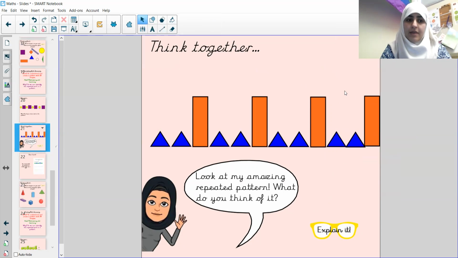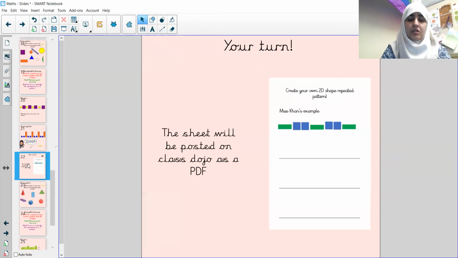Right then. My job for you today is, can you create your own 2D shape repeated pattern? I will post this sheet on Class Dojo as a PDF. However, please do not feel that you need to print this off, mummies and daddies. This is just for you to have a nice look at what the expectation is. It can be in the exercise book, it can be on a piece of paper, it's up to you.